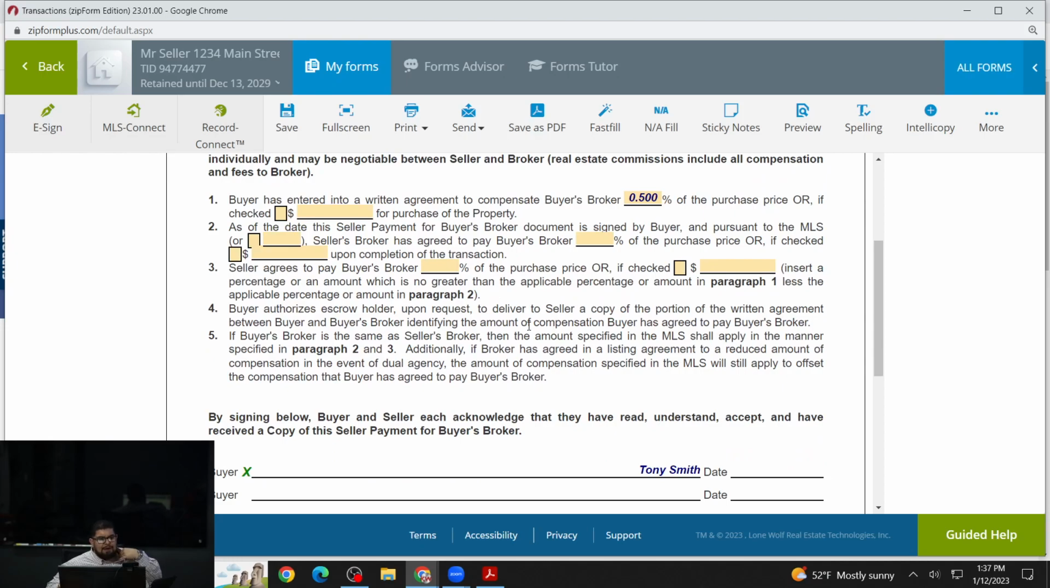Okay. Number 5, if buyer's broker is the same as the seller's broker, then the amount specified in the MLS shall apply in the manner specified in paragraph number 2 and 3. Additionally, if the broker has agreed in a listed agreement to reduce amounts of compensation in the event of a dual agency, the amount of the compensation specified in the MLS will still apply to offset the compensation that the buyer has agreed to pay the broker. This is in the event that you're doing what? A dual agency. Okay? You're representing both sides of the transaction.